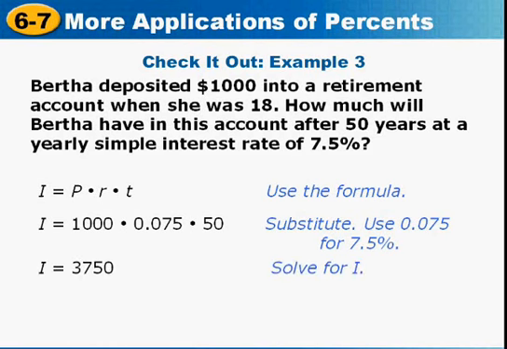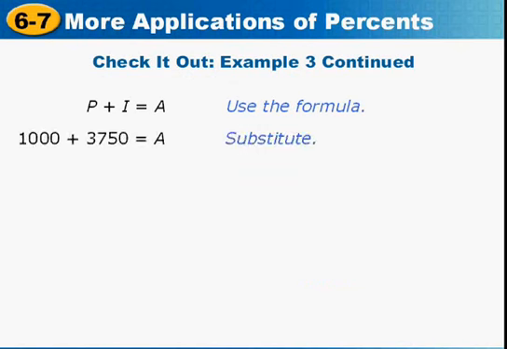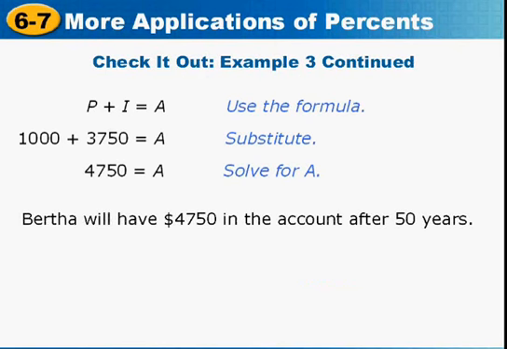You get 3,750. So now let's find the total. Because remember, that's just interest. We've got to add that into what she deposited. So principal plus interest, and we get 4,750. So Bertha will have $4,750 in the account after 50 years.